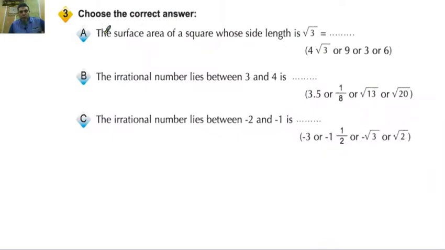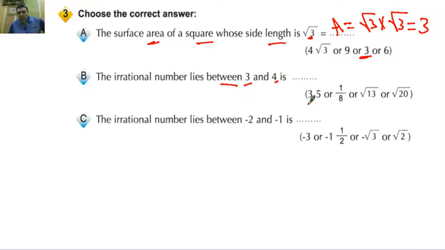Choose the correct answer. The surface area of a square whose side length equals square root of 3. Area equals side length times itself. Square root 3 times square root 3 equals square root 9, or equals 3. This number is a rational number.